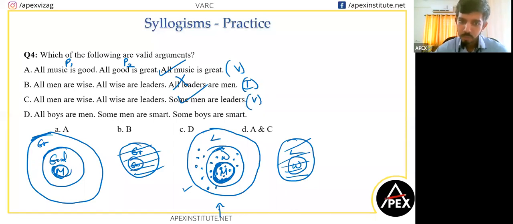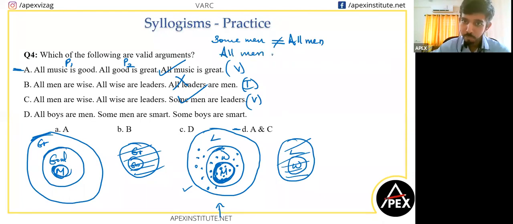I think this was the confusion between those who chose A and not D. The confusion was whether some men are leaders is the same thing as all men are leaders. It's not. Some men are leaders doesn't mean all men are leaders. There are some men who may not be leaders. But all men are leaders means some men are leaders. Okay, if all men are leaders, some men have to be leaders, right? This holds. So this is your confusion.